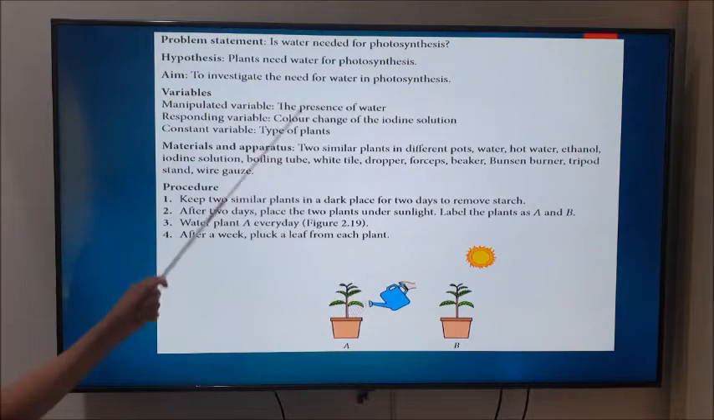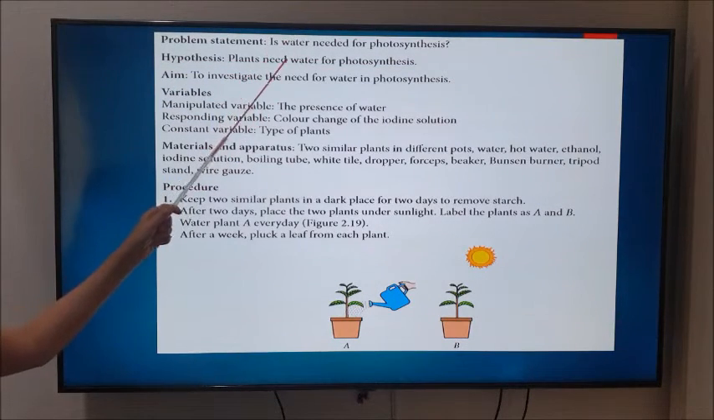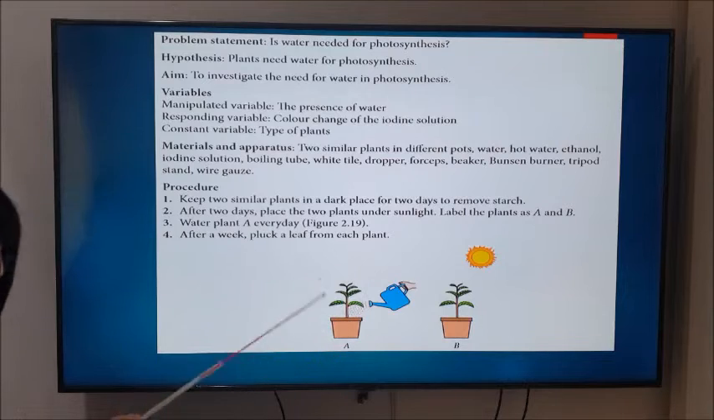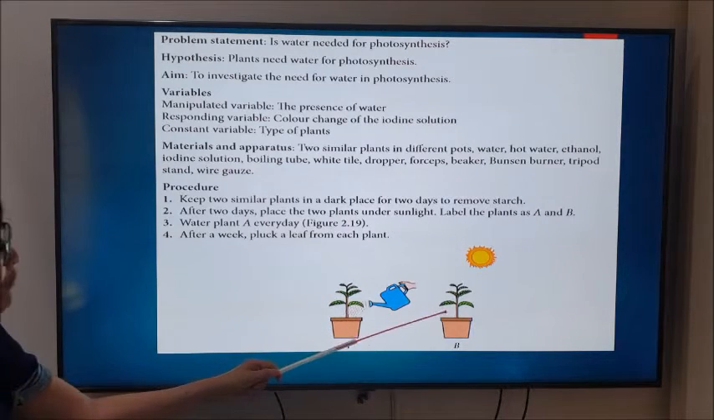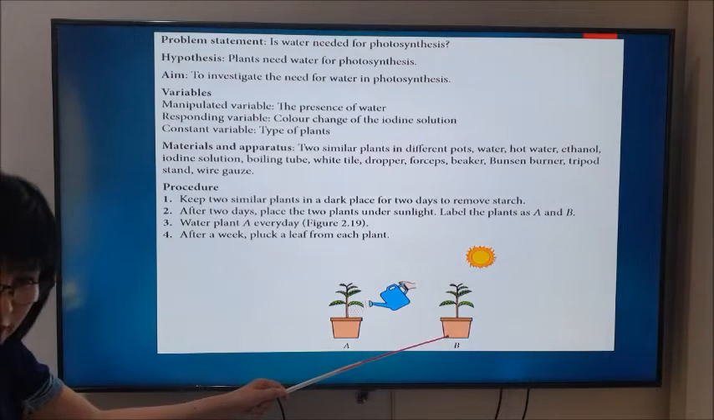Next, the last factor is water. Is water needed for photosynthesis? So we do the same thing again. Two same type of plants are kept inside a dark room for 2 days to de-starch, to remove all the starch. Then we expose the two plants under the sunlight, and the first plant, plant A, we water it every day, whereas plant B, we don't give water.